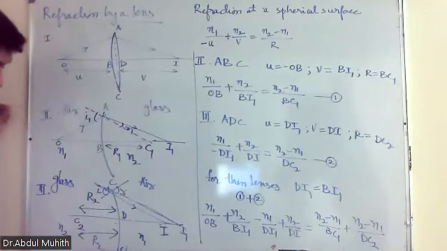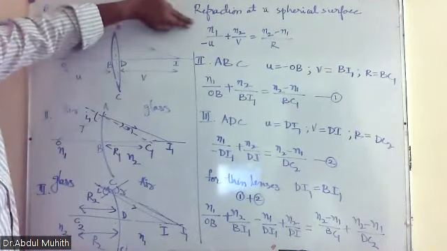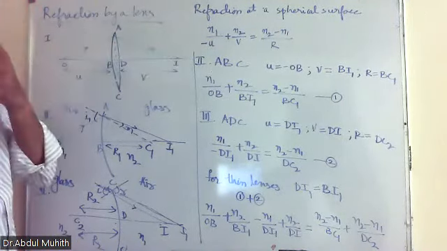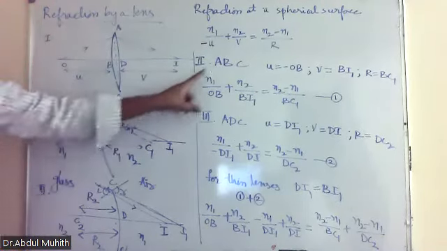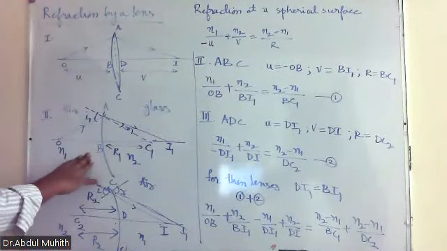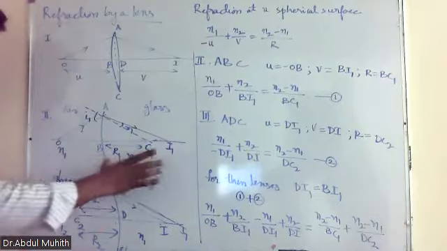Okay. Now this is the formula which we got from refraction at a spherical surface: n1 by minus u plus n2 by v is equal to n2 minus n1 by r. Now we are taking the first surface, the ABC curved surface, refraction at a surface. So u is equal to minus, this is the object distance, and this is the image distance.